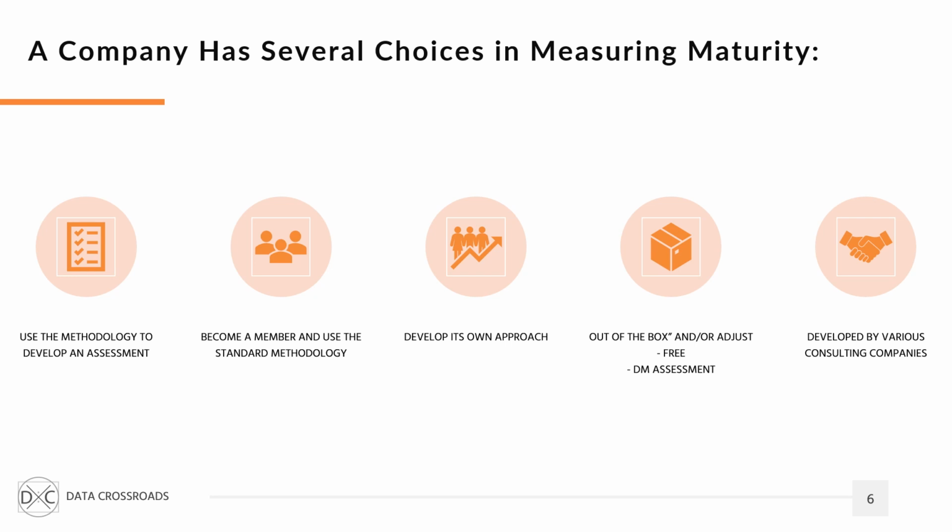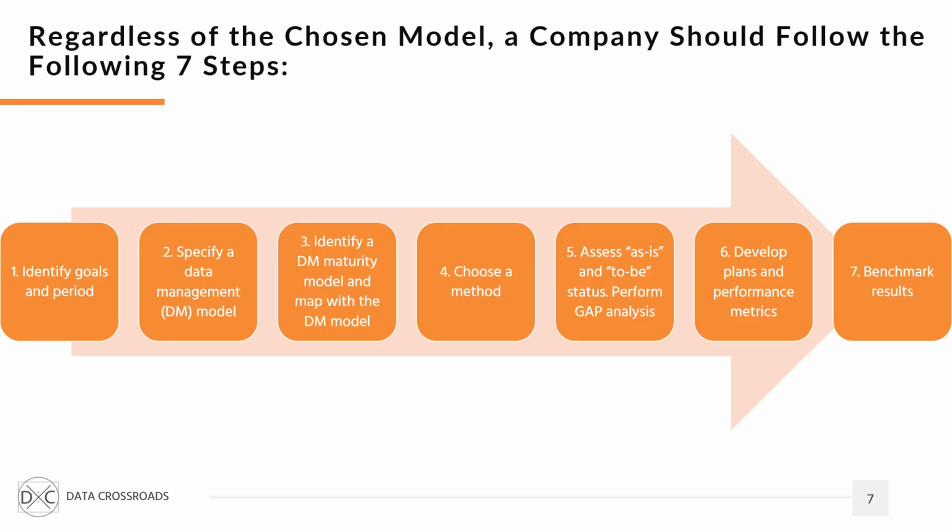You can also develop your model. You can also use some free resources. A simplified scan by Data Crossroads is an example. I'll use the famous saying, "Every Jack has his Jill," to describe my viewpoint on choosing a maturity model. The rule is simple. The method and model to measure a company's data management maturity should meet the company's needs and resources. A company should perform 7 steps to measure maturity, regardless of the chosen data management maturity model.